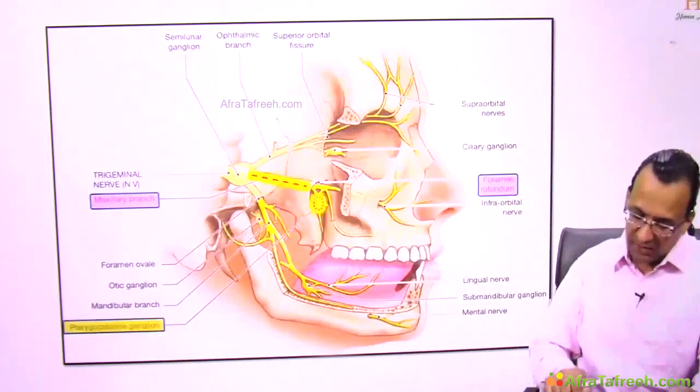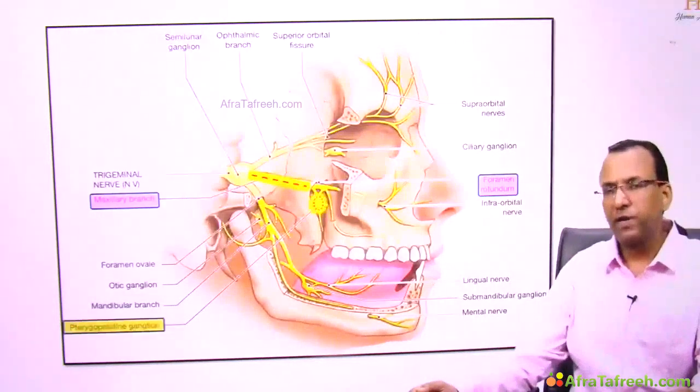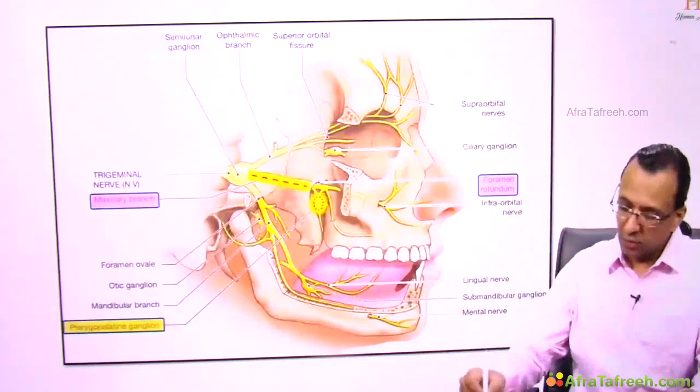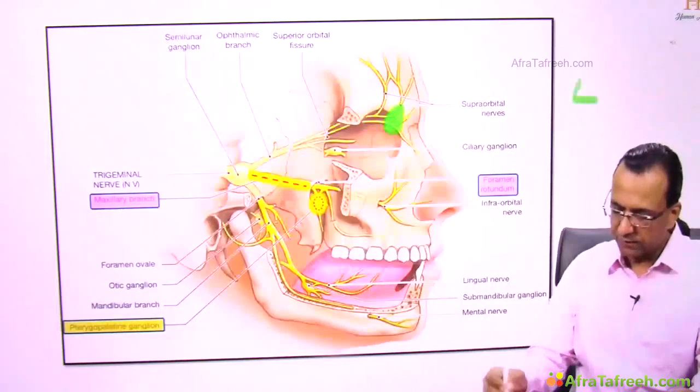Yes. Now this pterygopalatine ganglion in the pterygopalatine fossa is supplying 3 glands, if you remember. LNP gland. Do you remember? What is L for? L for lacrimal. And what is N for? Nasal. And what is P for?